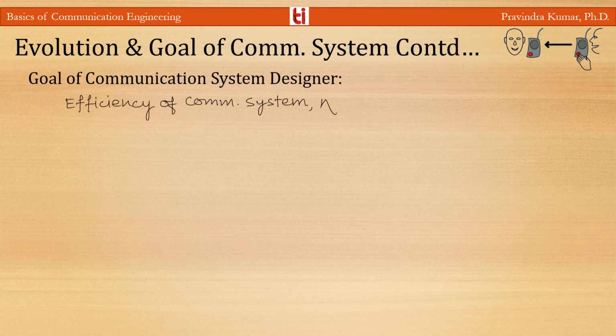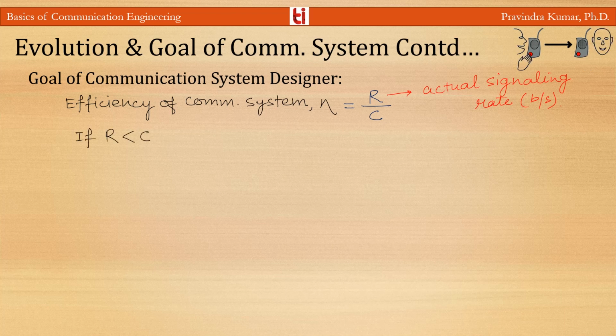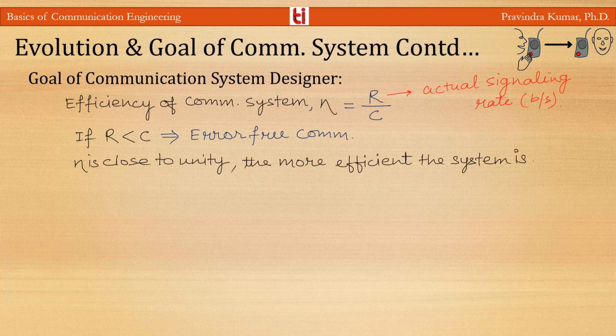We may use the efficiency of the communication system, eta, which is equal to R by C. R is the actual signaling rate in bits per second and C is the channel capacity. If R is less than C, then according to this theorem there is error free communication. Eta is the efficiency of the digital communication system. If eta is close to unity, the more efficient the system is. So this shows the maximum rate at which reliable communication can take place over the channel.